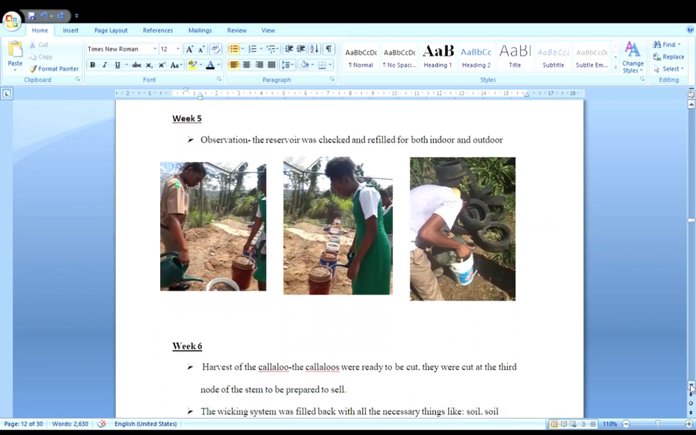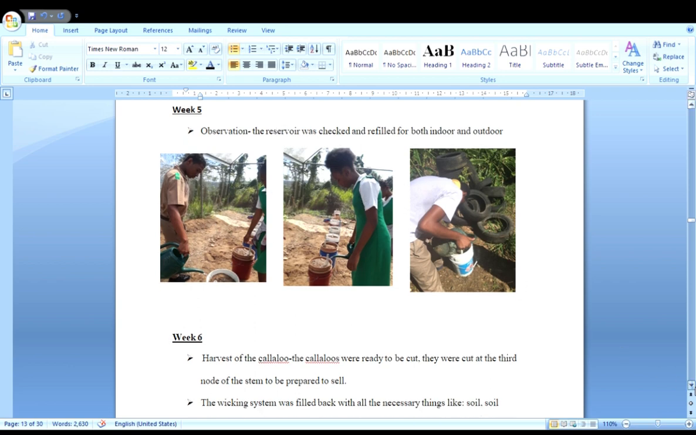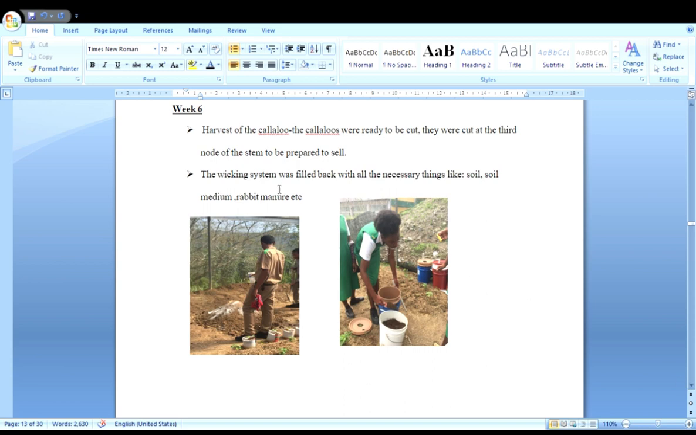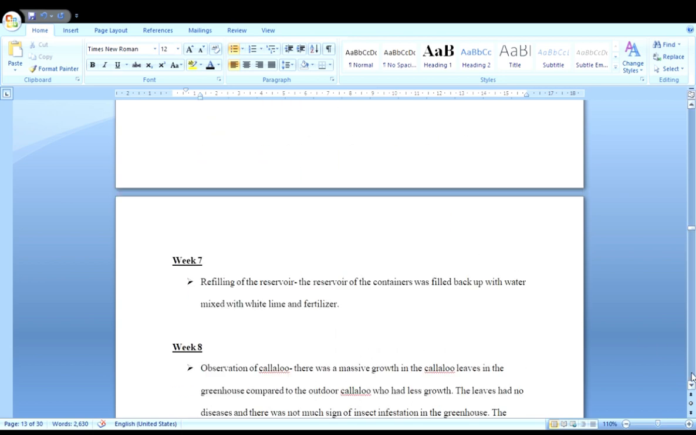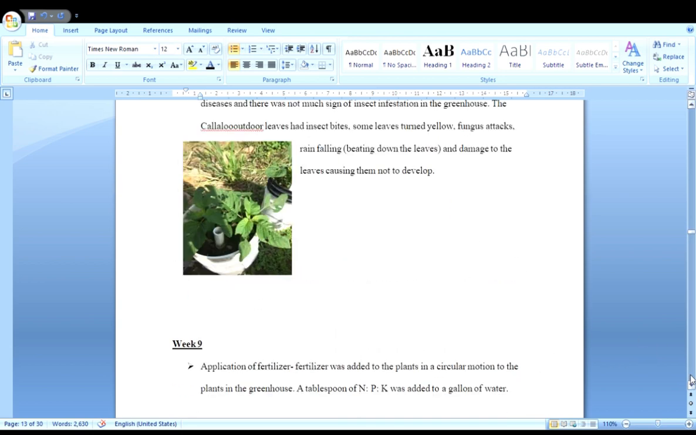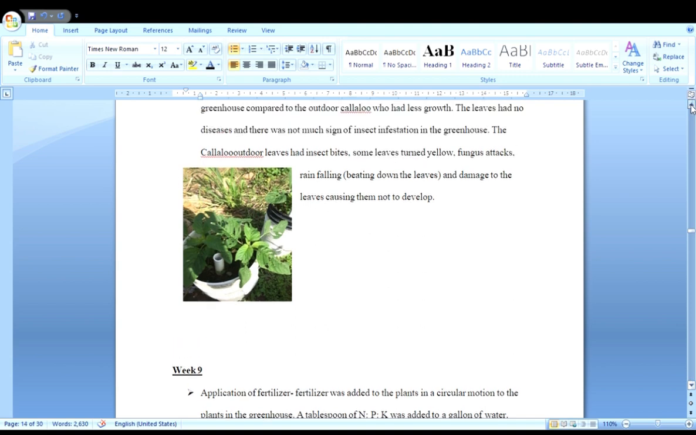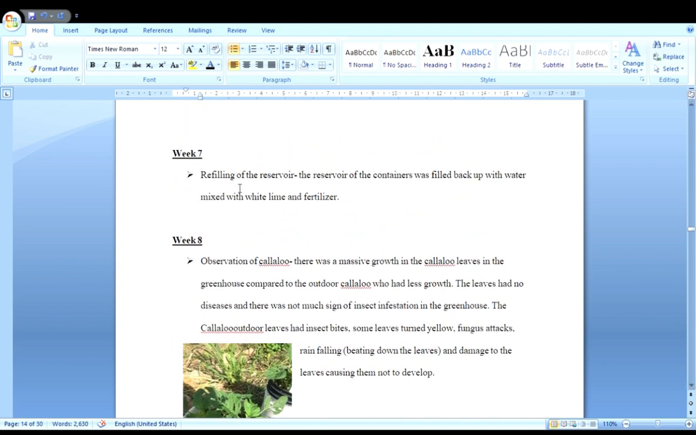Alright, so the fifth activity on week 5 was observation. The reservoir was checked and refilled for both indoor and outdoor. So you should have your pictures there. Week 6 here is showing you the 6th activity along, backed up with pictures. And then you have week 7, week 8. Week 7 here, refilling of the reservoir. The reservoir of the container was filled back up with water mixed with white lime and fertilizer.